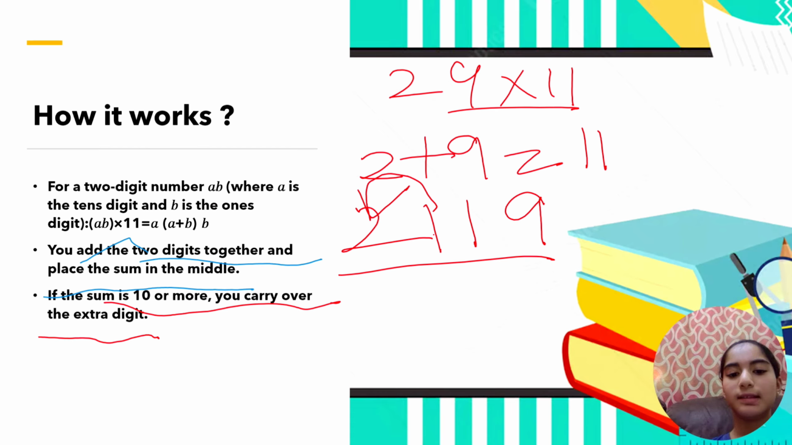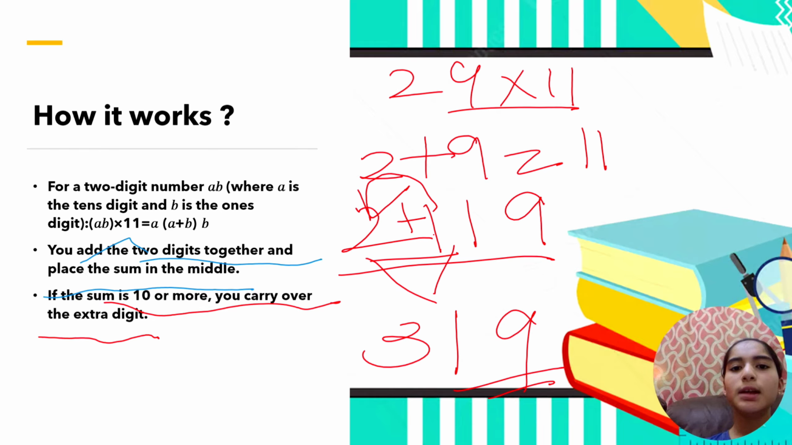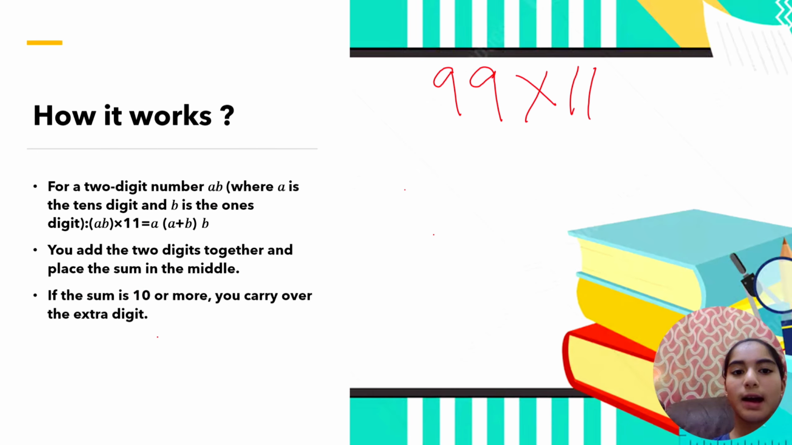Now let's see. 2 plus 1, we add it. 2 plus 1 becomes 3. We carry the 1 down and 9. 319. This may seem hard at first, but if you practice, you will get it correct. I'll give you another question. Now, let us see if you can try doing this question. It takes some time.